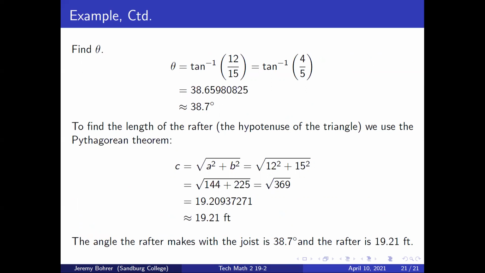To find the length of the rafter, the hypotenuse of the triangle, we use the Pythagorean theorem. C is equal to the square root of a squared plus b squared, which is equal to the square root of 12 squared plus 15 squared, which is the square root of 144 plus 225, which is the square root of 369, which is about 19.21 feet. The angle the rafter makes with the joist is 38.7 degrees, and the rafter is 19.21 feet long.